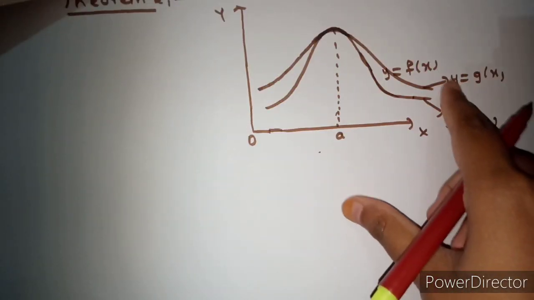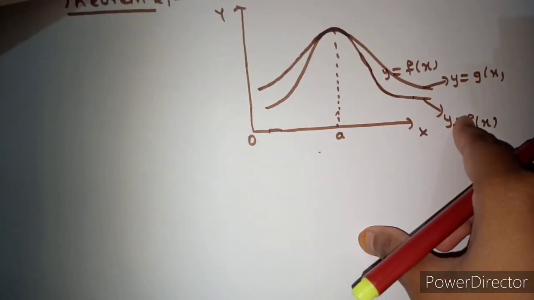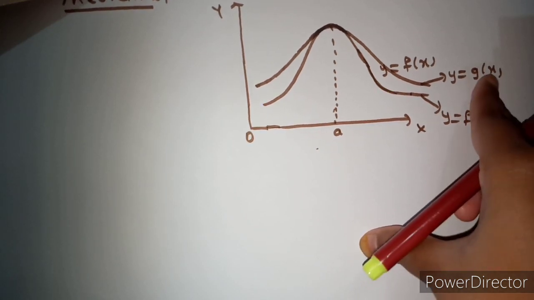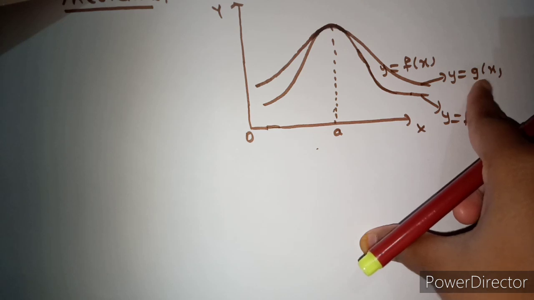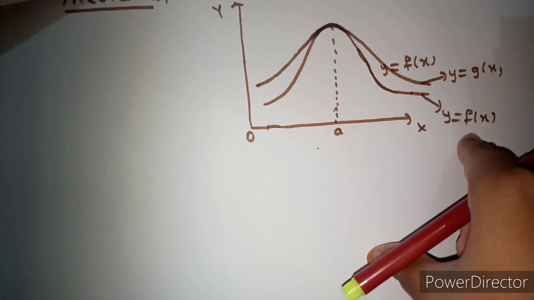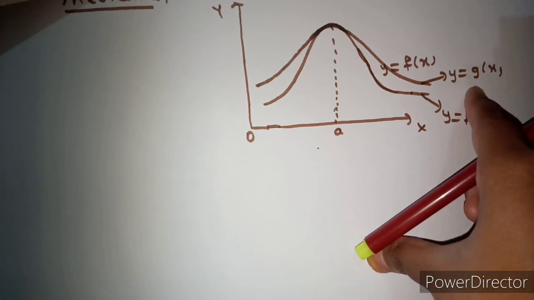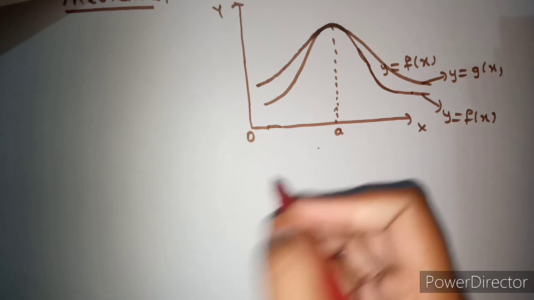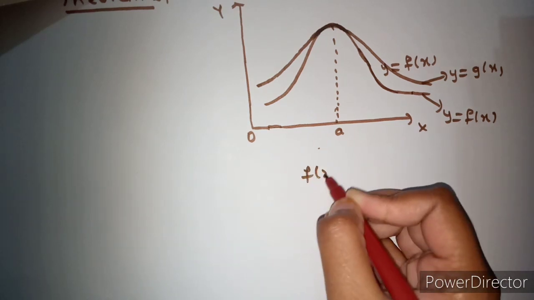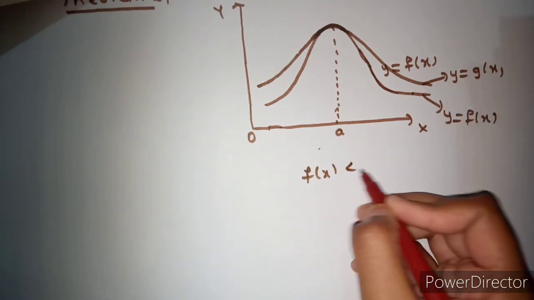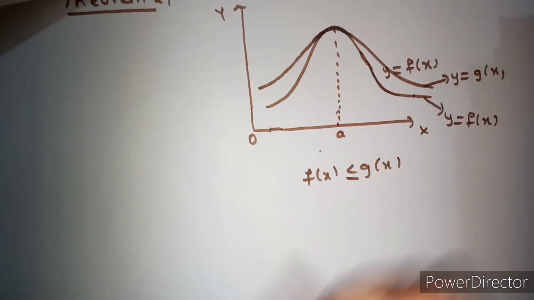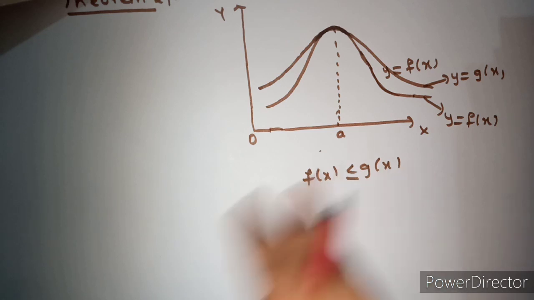And one more thing is, these two functions should have the same domain. That means in place of x, if I take 0, 1, 2, here I should take 0, 1, 2. If I take minus 1 here, here also minus 1. So with the same domain means x values should be the same. So how does our function look? F of x is less than g of x, but at point A these two are equal, right? This is how our function looks, right?